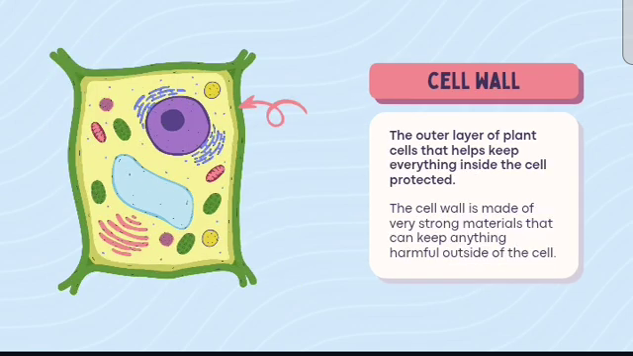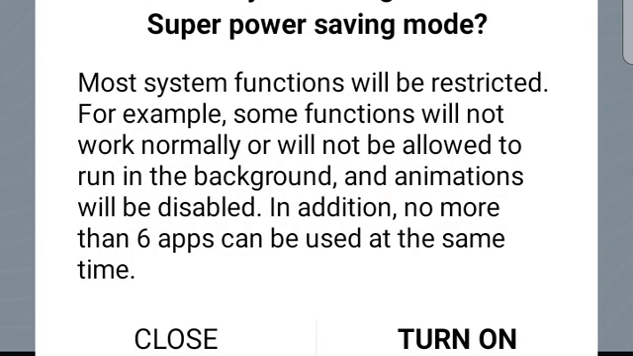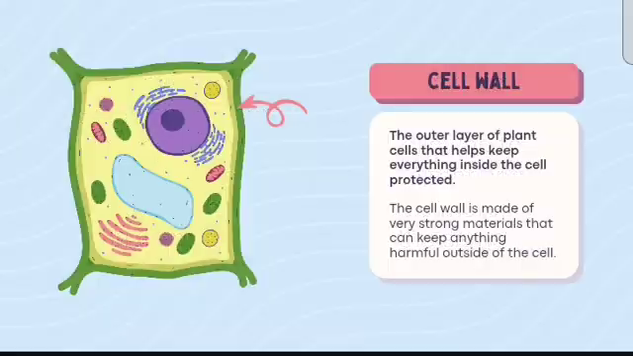Okay. Moving towards the next part, that is cell wall. What is it? Cell wall. Cell wall is the outermost covering of plant cell.